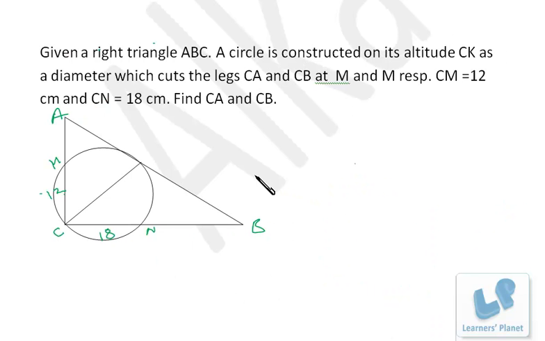Now let's see this problem. Given a right angle triangle ABC, a circle is constructed on its altitude CK as diameter, which cuts the legs CA and CB at M and N. CM is 12, CN is 18. Find CA and CB. Now this is a 90-degree angle.